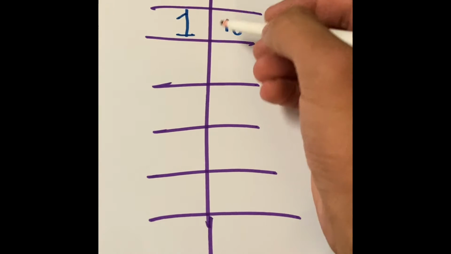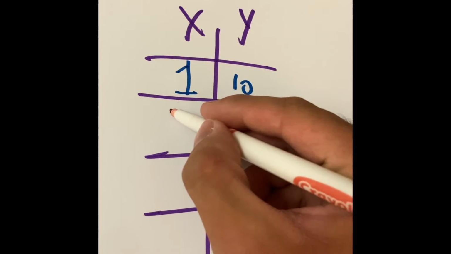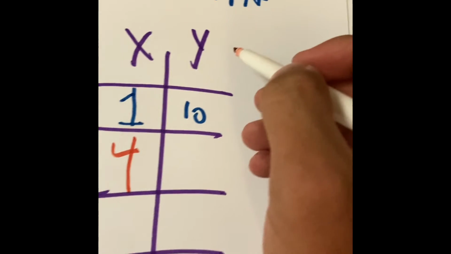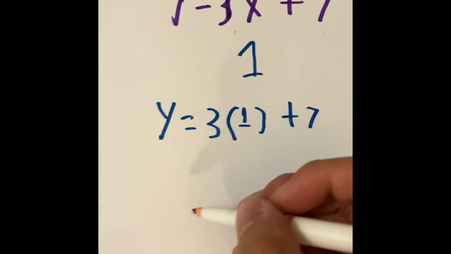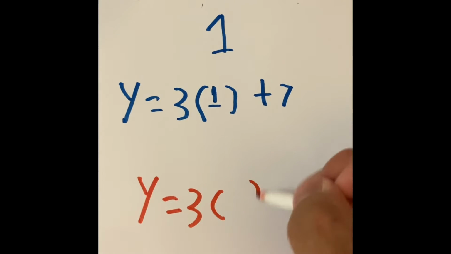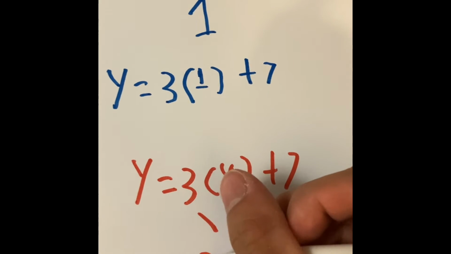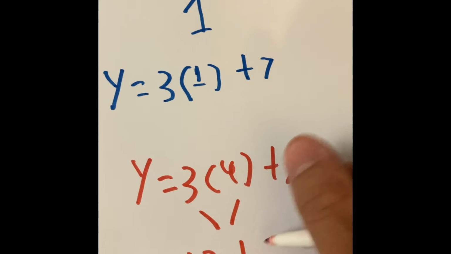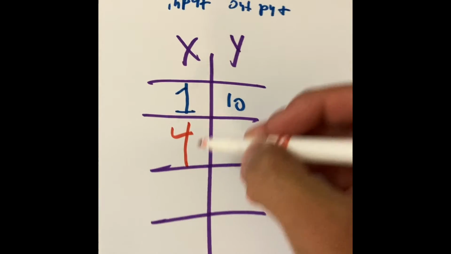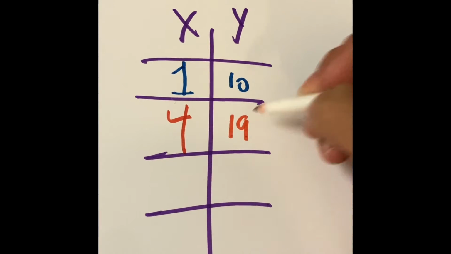So let's try and insert another number into x. Let's say 4. So if we input 4 into x, what is our output or result? That is saying y is going to equal 3 multiplied by 4 plus 7. And 3 multiplied by 4 is 12, plus 7 is going to be 19. So if we insert 4 into x, then our output or result is 19.